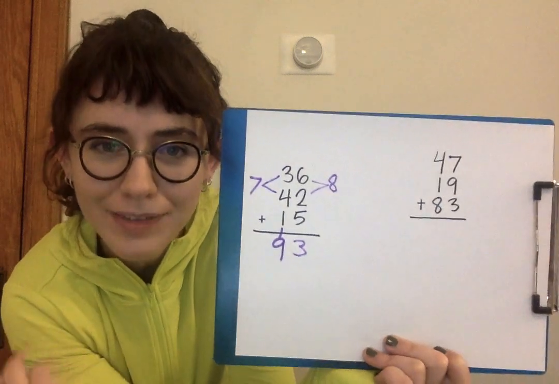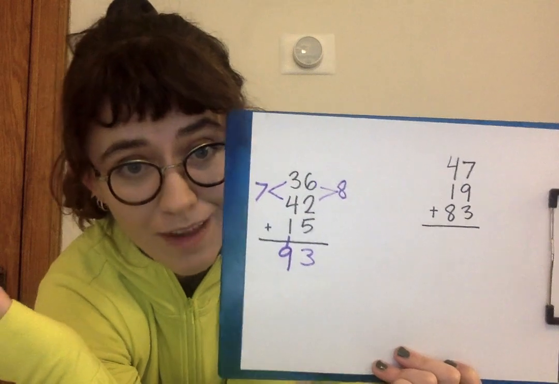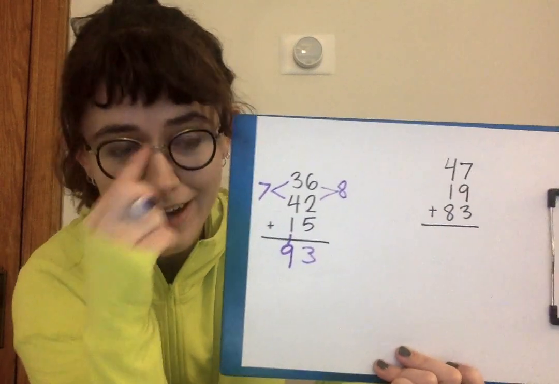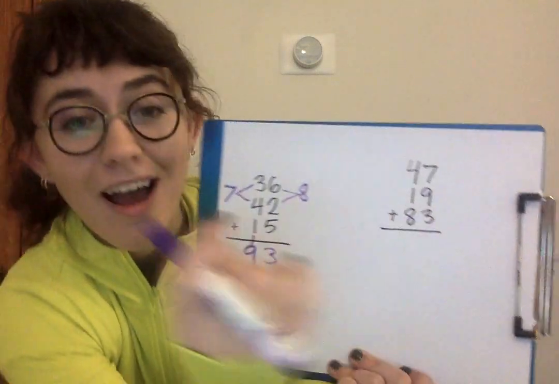All right, I want you to pause the video, go ahead and try this one on your own, and then I wonder if we grouped them the same way. Let's see. All right, my turn now. We've got 9 plus 7 plus 3.